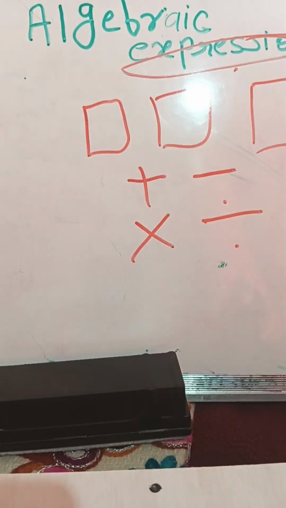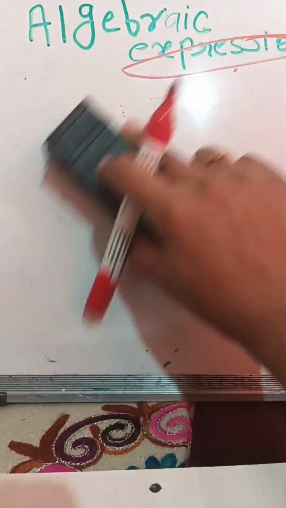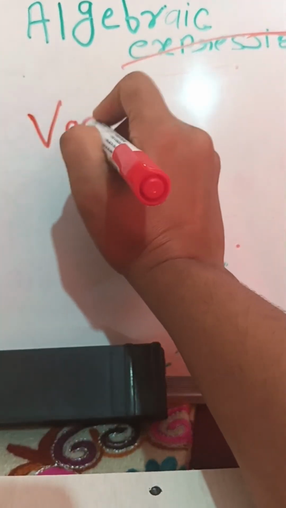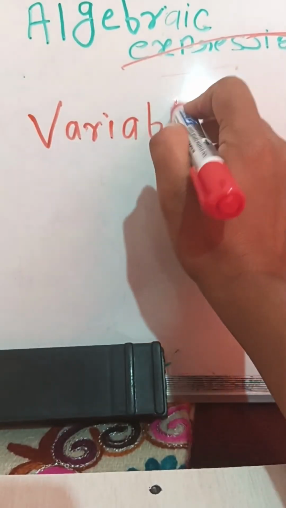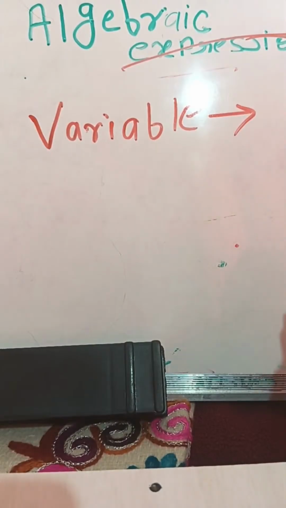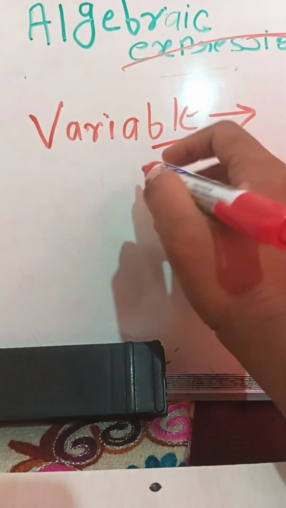Okay, now what is a variable and what is a constant? Variable, as its name suggests, its value varies. First we'll explain variable. What is variable? Variable is that whose value is varying. Like, it's a symbol and its numerical value is varied. Its numerical value is not fixed.